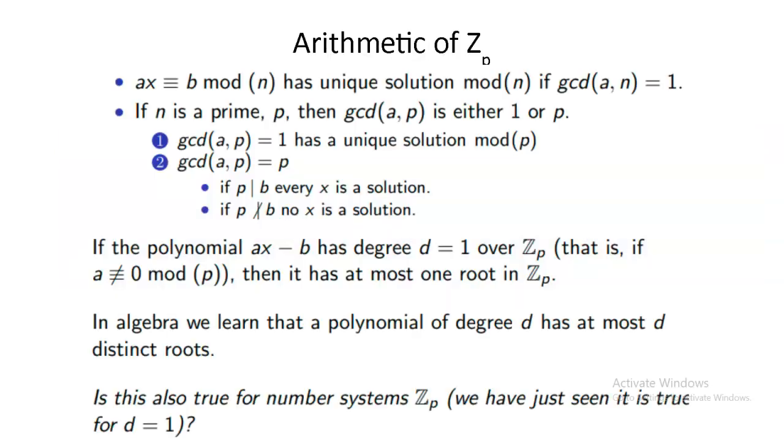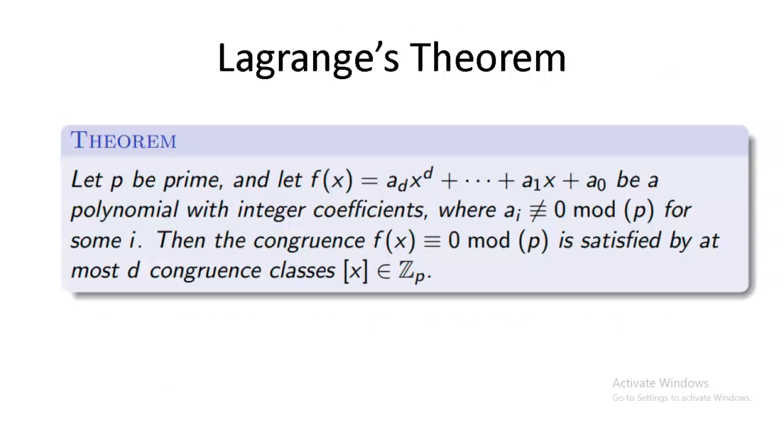Next is Lagrange's theorem. Lagrange's theorem states that if p is a prime number and f(x) is a polynomial of degree d with integer coefficients, then the congruence f(x) ≡ 0 mod p is satisfied by at most d congruence classes.